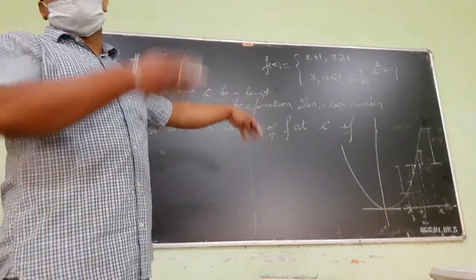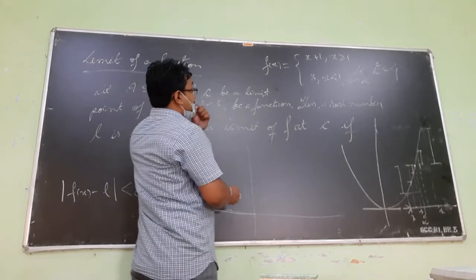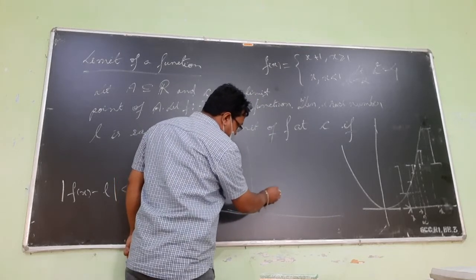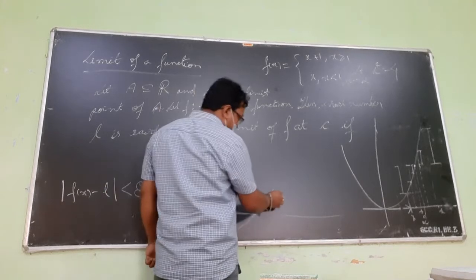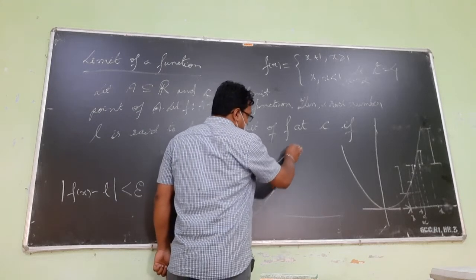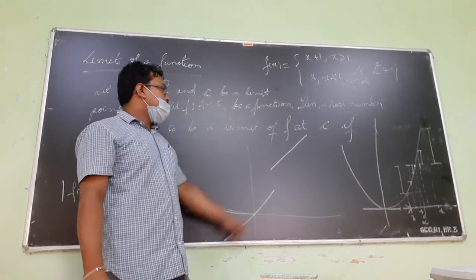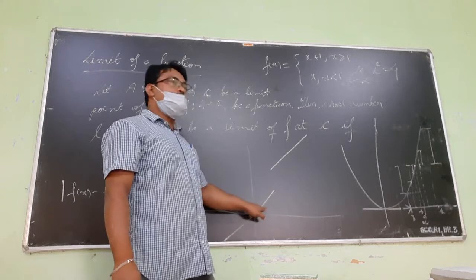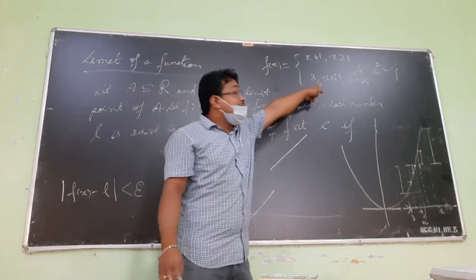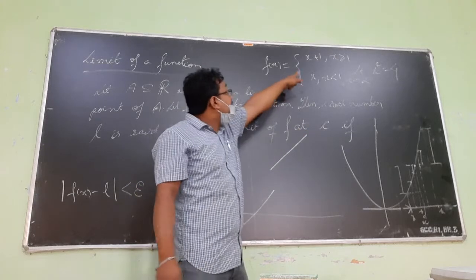Now let us see the diagram. f(x) equal to x plus 1 if x is greater than or equal to 1, and f(x) equal to x if x is less than 1. So this will be the graph. These two lines are parallel. This is the line x plus 1, this is the line x. y equal to x is this line up to x less than 1, and y equal to x plus 1 is this line starting from x equal to 1.